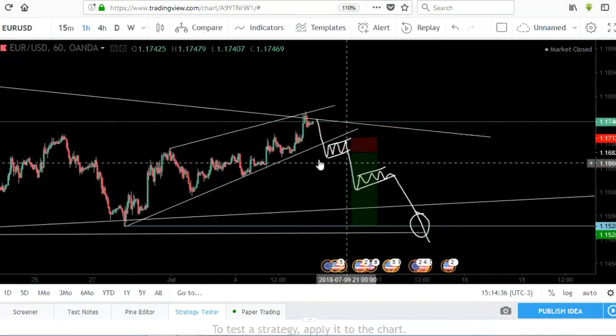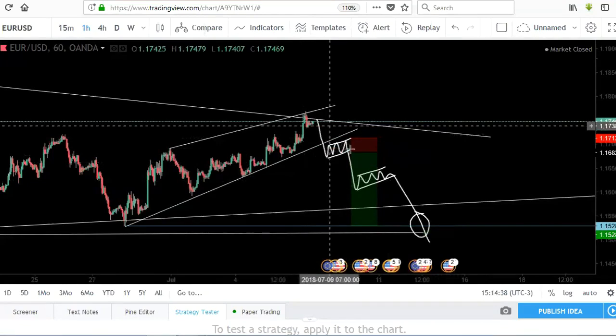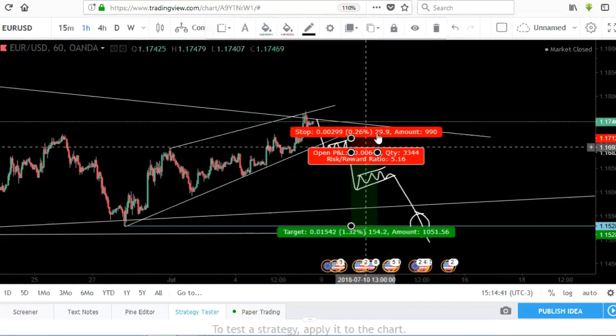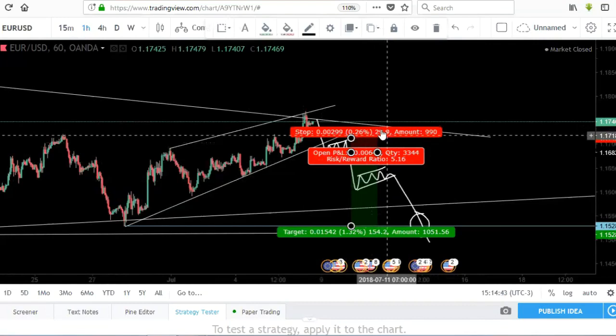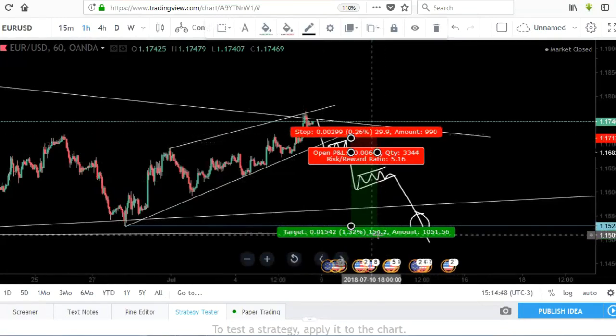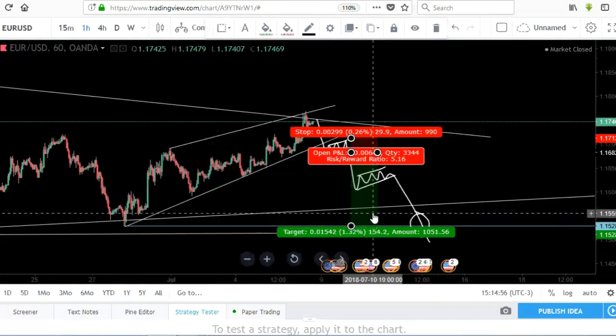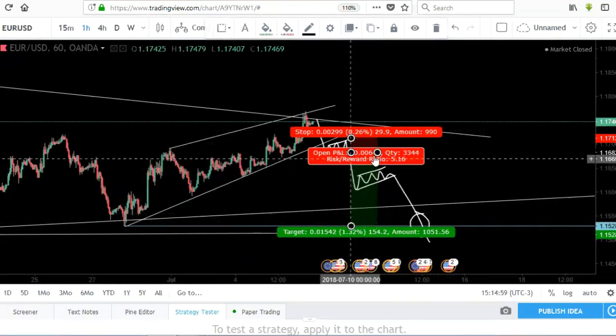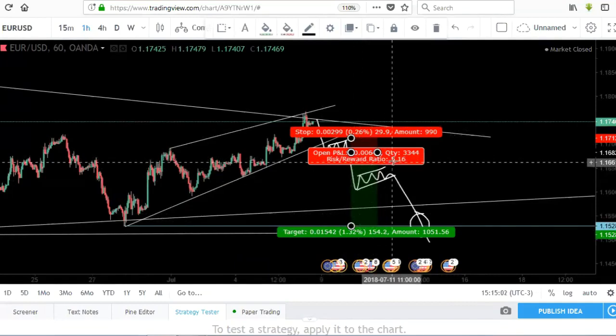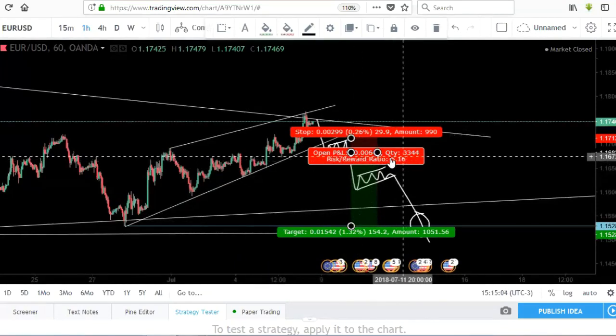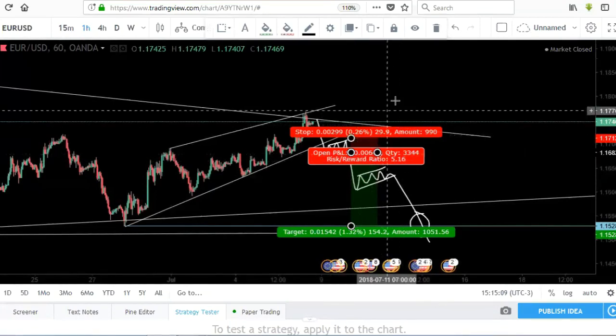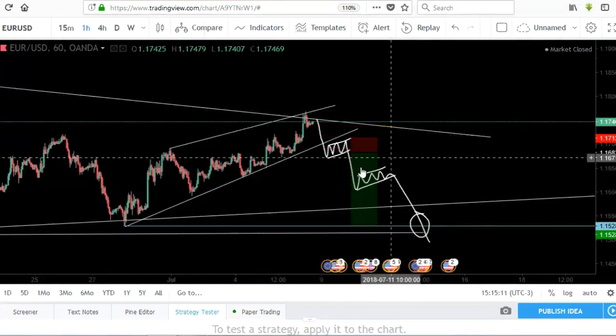Okay. This is our first trade that we see. This would be our ideal setup. You can take a look here. Here's our stop loss, 29.9. This is more likely 30 pips. Our stop loss is 30 pips. Our target is 154 pips. We're losing 30 pips to gain 154 pips. This is a very good trade. And it states here that our risk reward ratio is 1:5. This is a very, very good trade to take.